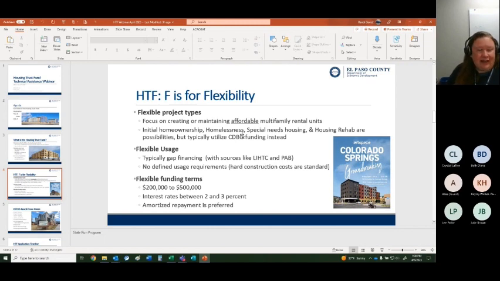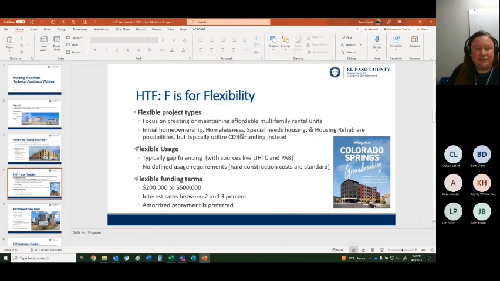So definitely make the ask. The housing authority is pretty open on what their requirements are in that area. Interest rates are typically between 2 and 3%, but that's also flexible as well. See what your project looks like and what your funding looks like, and see how you can pay that money back. And then amortized repayment is preferred.